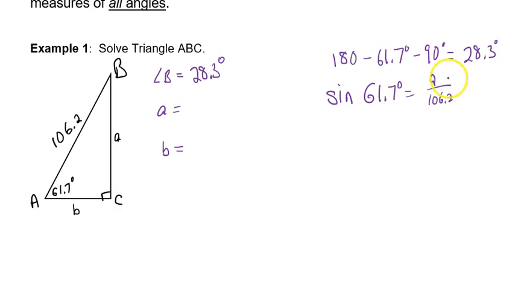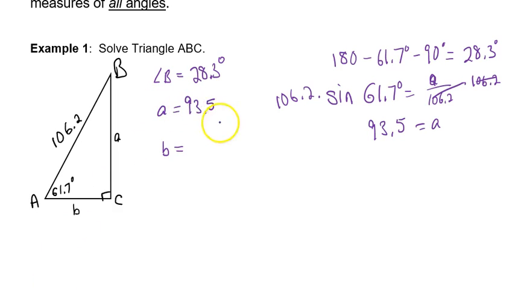And then to solve this equation, I'm going to have to get rid of this fraction. So I'm going to multiply by the denominator of 106.2 on both sides. It should cancel out over here, and I should just be left with A. Then I just need to type in 106.2 times the sine of 61.7 degrees, which ends up to be 93.5. And so I'm going to list that 93.5 over here. This is a length, so I don't need to put a degree mark with it.